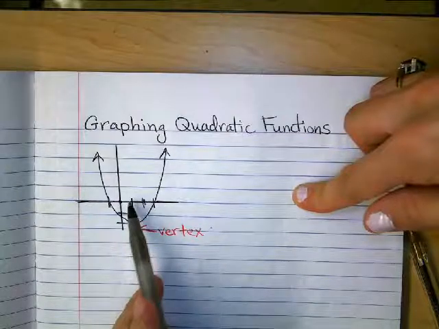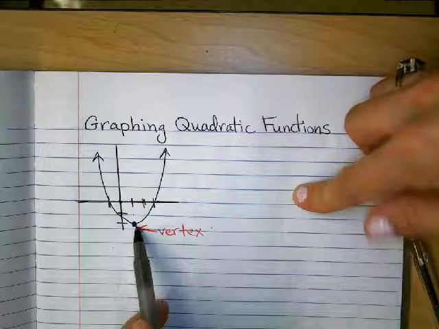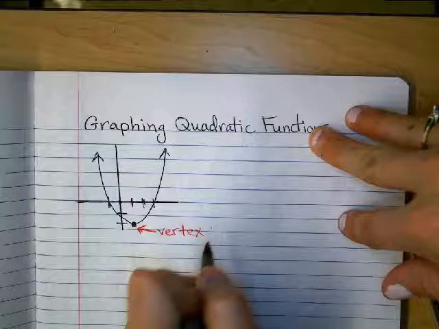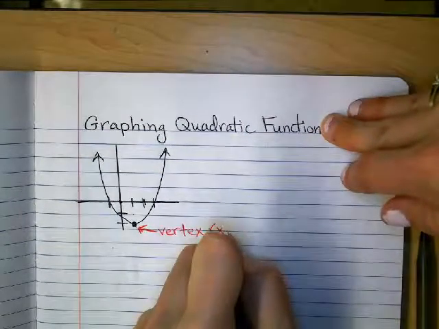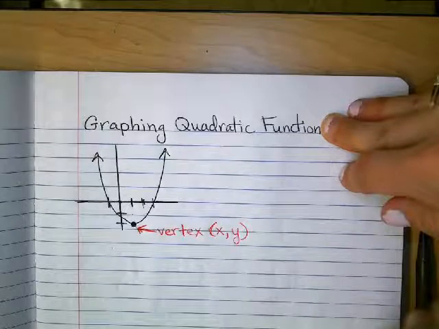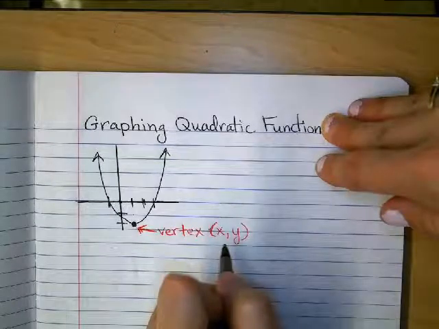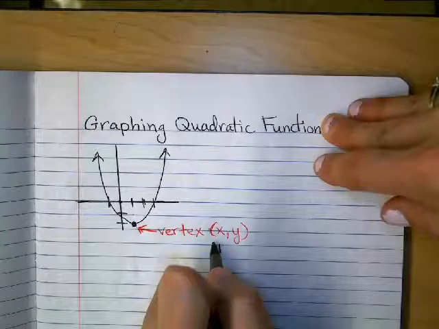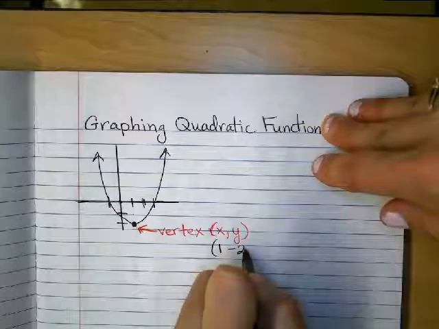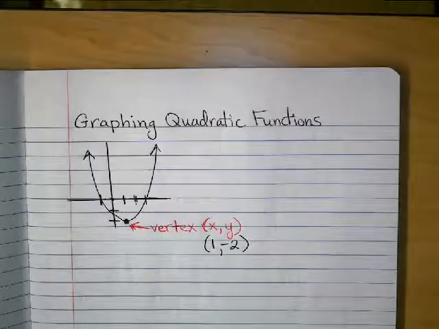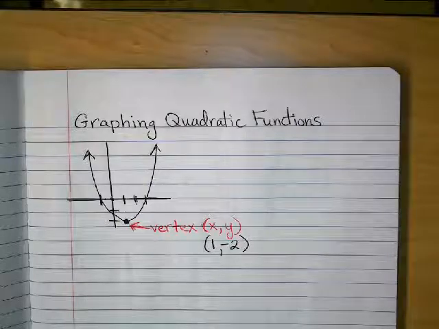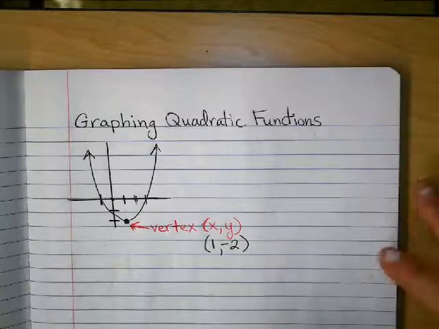It's 1 over, 2 down. So you have to say like the x and comma the y. So 1 to the right, or the y. Yep, to the right. That's your vertex. Yep, that's your vertex.